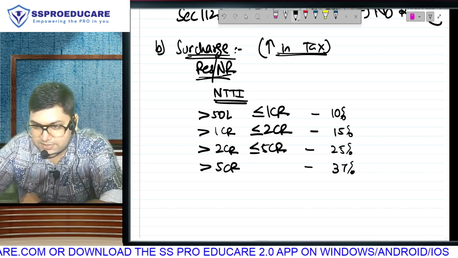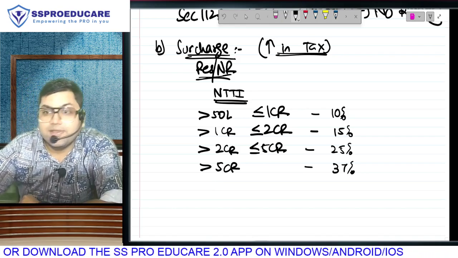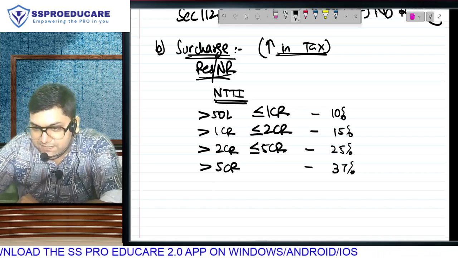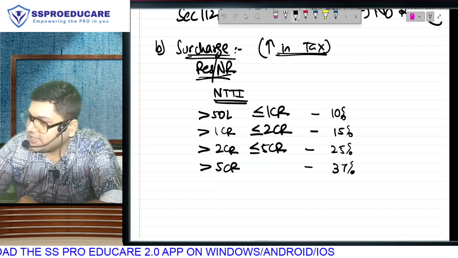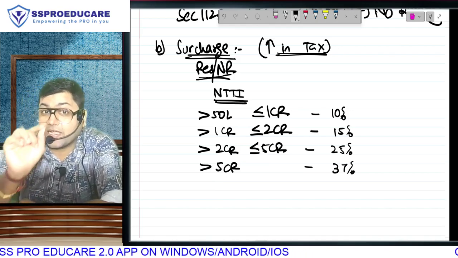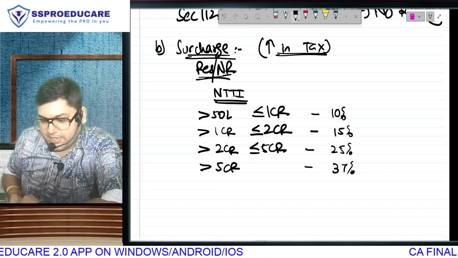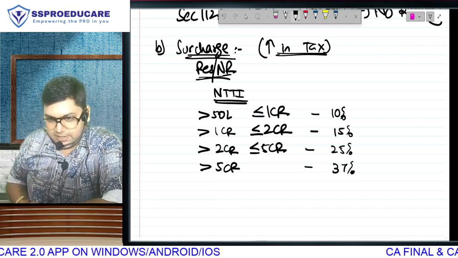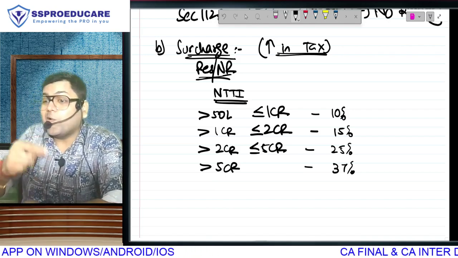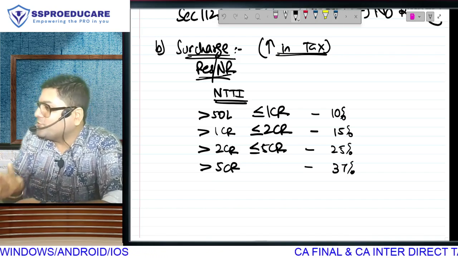You understood this? So, quick recap. First, rebate is for resident, surcharge is for everyone. Second, rebate is for individual, surcharge is for everyone, but these are rates of individual. Third, rebate is available at equal to 5 lakh, surcharge is applicable at greater than 50 lakh. Is the difference in conditions clear? Now, the rebate quantum was given in rupees, so now you have to learn the 12,500 threshold.